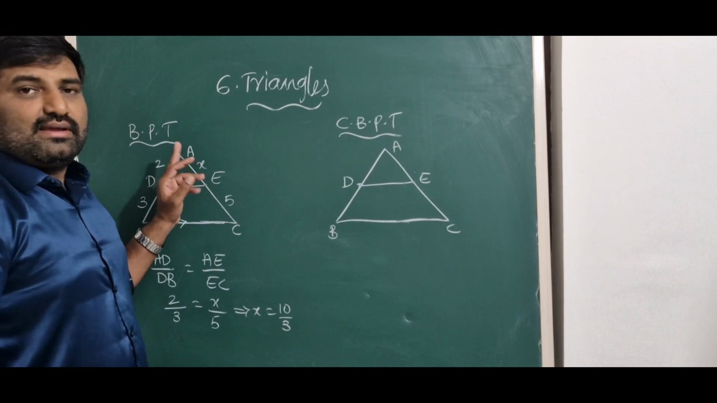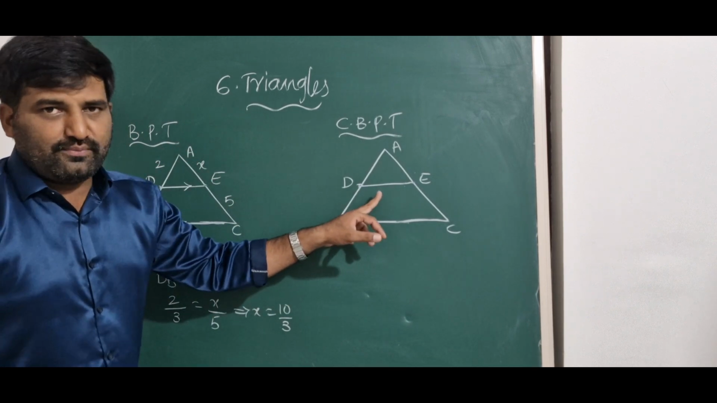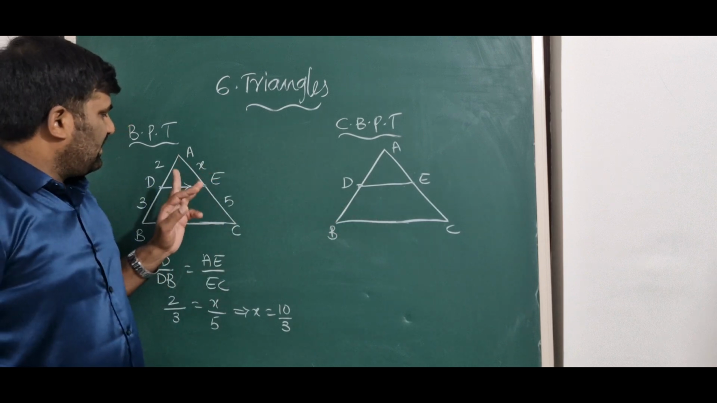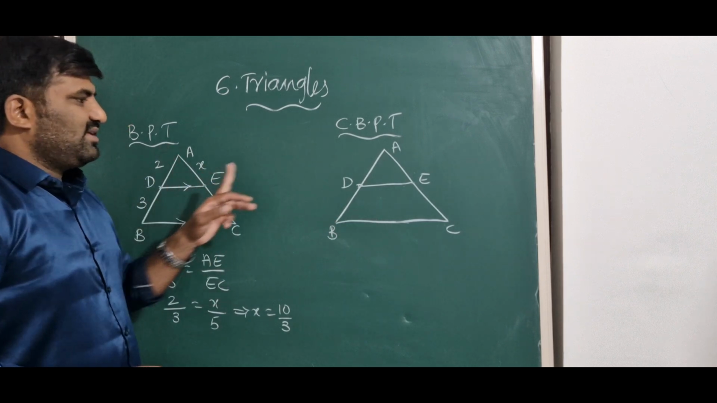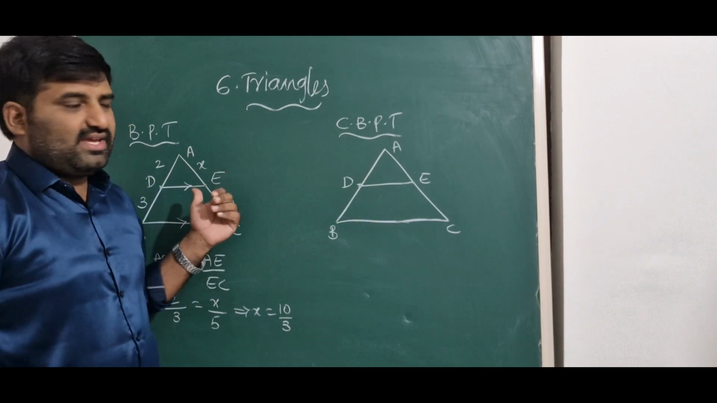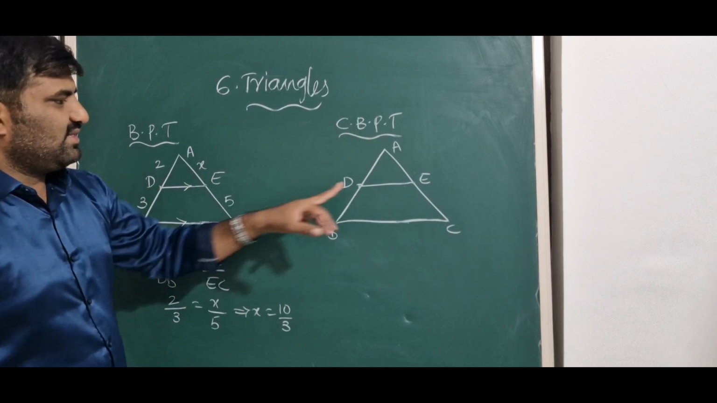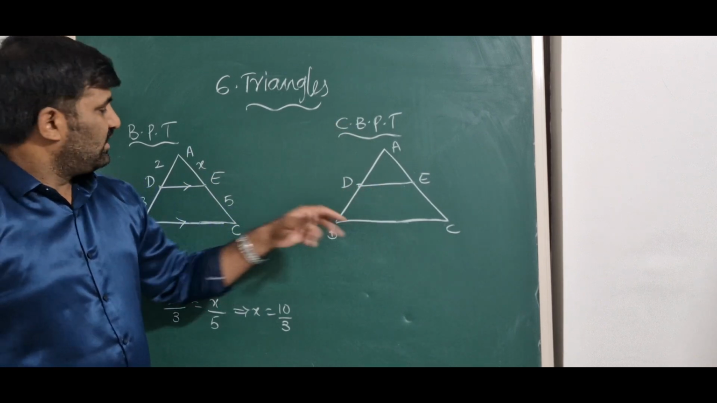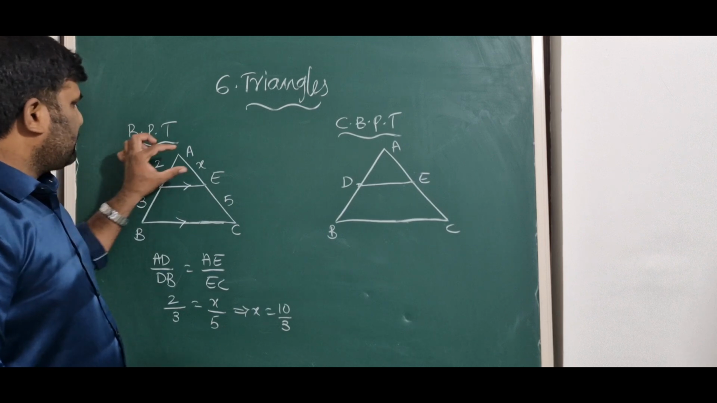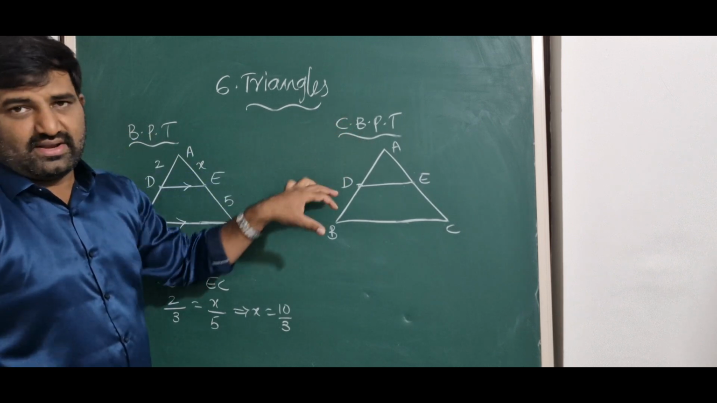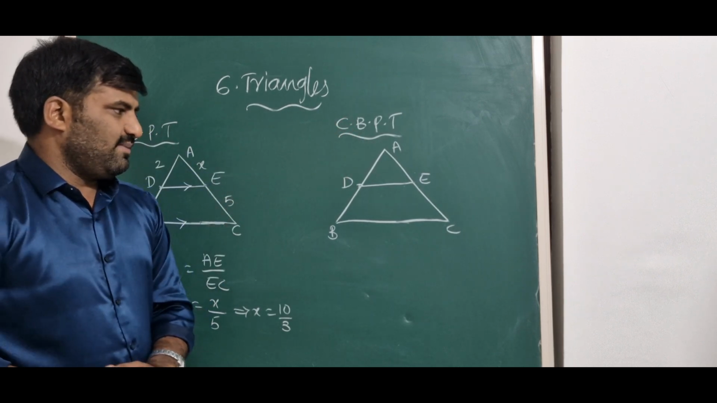So in this question, what is given in the first becomes the required to prove in the other. In the first BPT, what is required to prove is given in this question. What is given here? In the first question, it is given that DE is parallel to BC. That is the required to prove for the second one. Here we need to prove AD by DB is equal to AE by EC. Here that is given, AD by DB is equal to AE by EC.